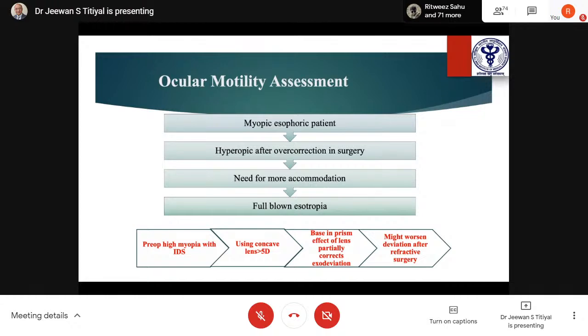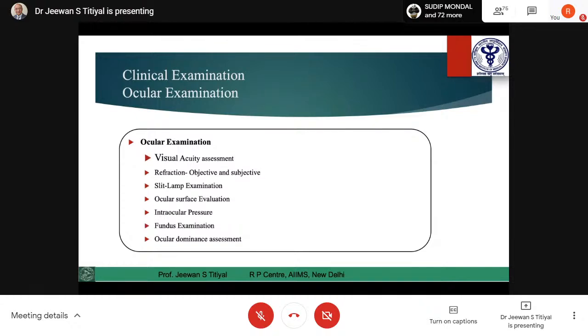For the patient coming to you, you have to look at their convergence also, and they have to be asked to try convergence exercises. So post-op, their convergence can be improved after the refractive procedure.